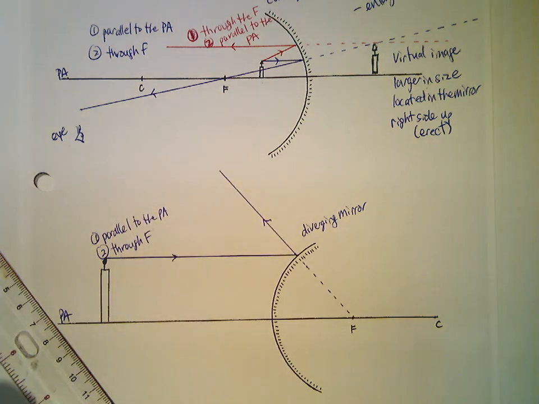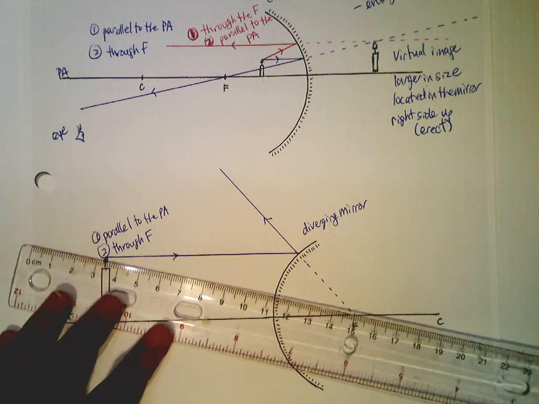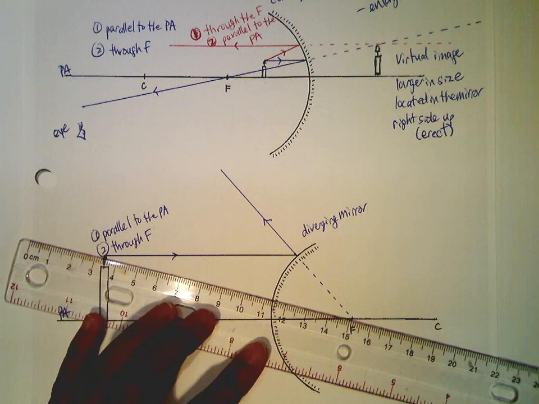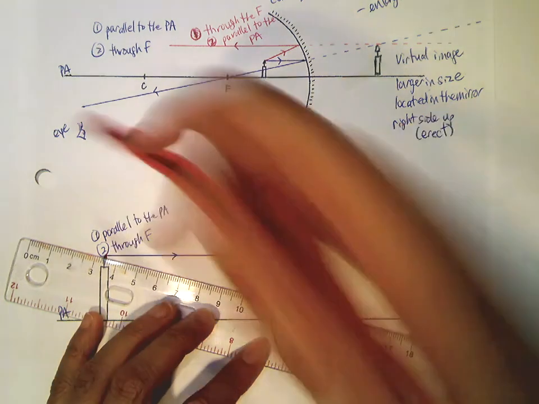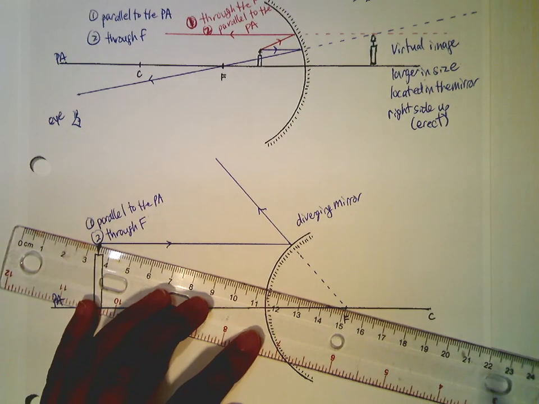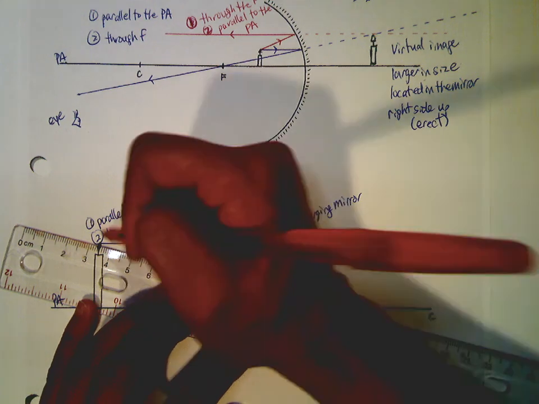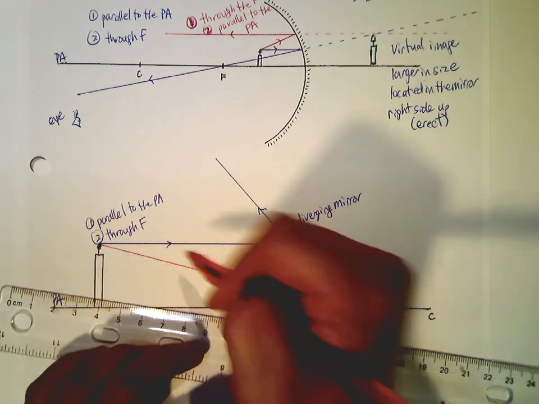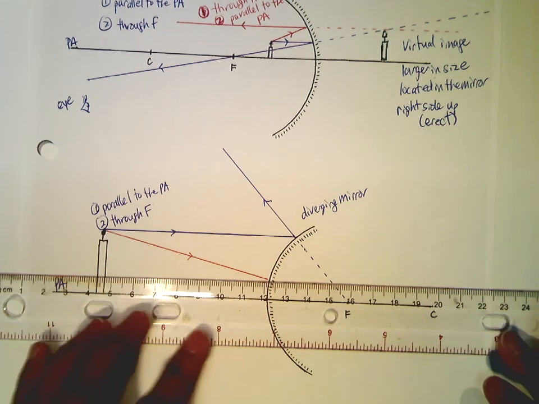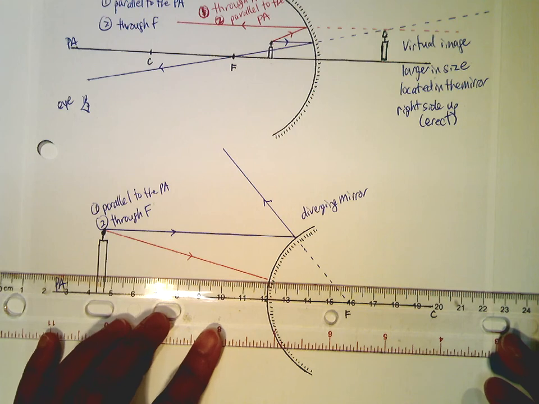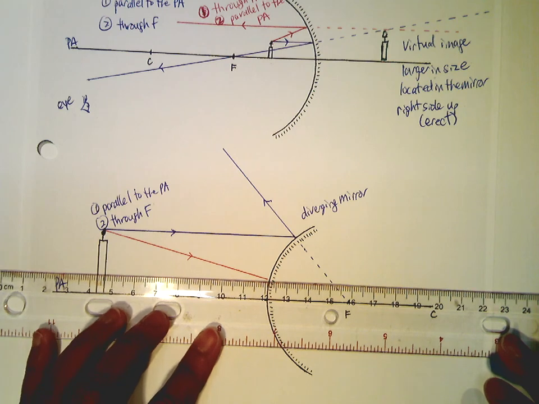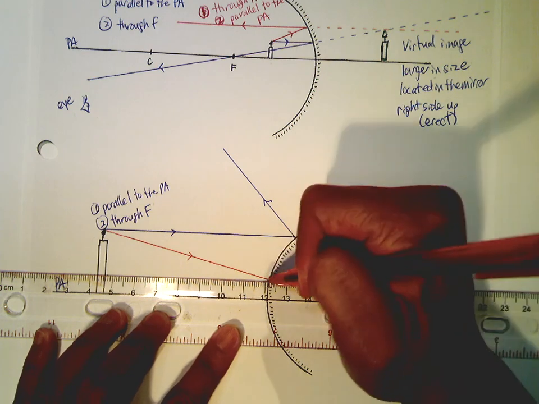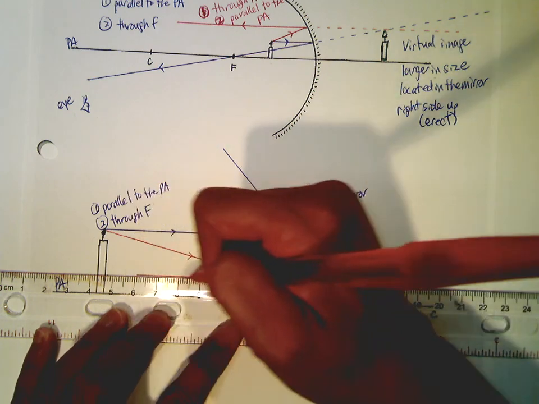The next step I'll draw in red. Again from the candle, I'm going to first go through F and then parallel. So I have my candle over here and I'm going to line it up through F like this. So through F, this is the opposite. It hits the mirror, perfect. And then you're going to go parallel to the PA. I think that looks pretty parallel to me. Okay, parallel to the PA.